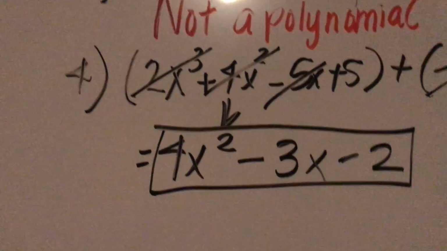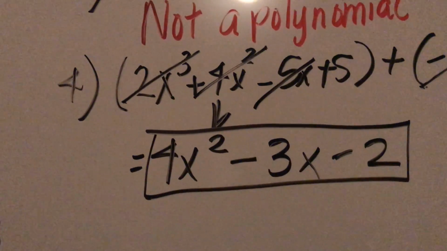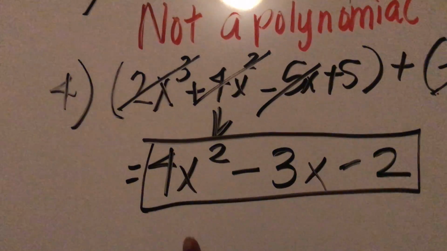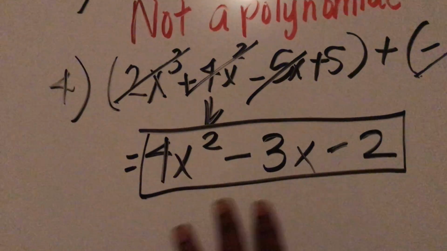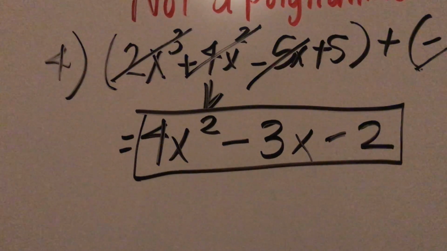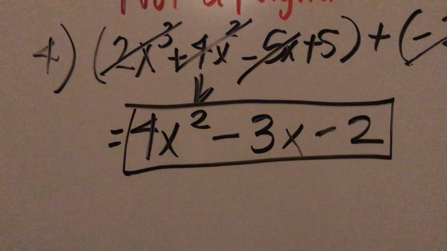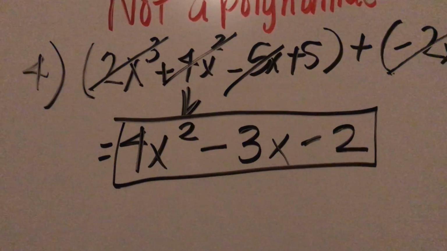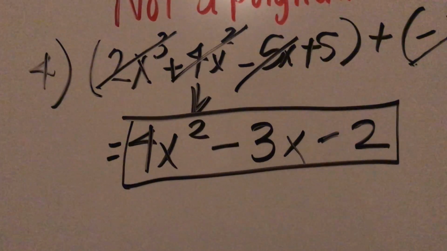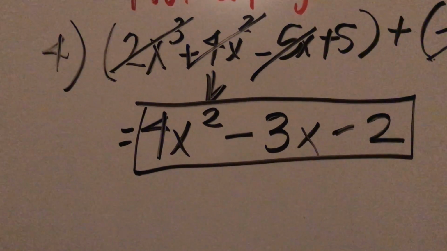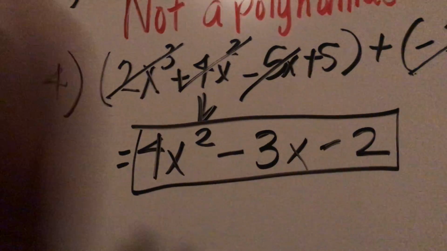And make sure, an easy way to check your work is if it is in standard form when you finish adding, and the answer ends up being in standard form by itself, then you know you did it right. Now, if you got to put it in standard form, you didn't do something right, and you need to go check your work, because it should be in order from the greatest exponent to the constant.